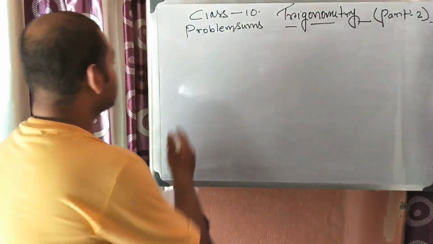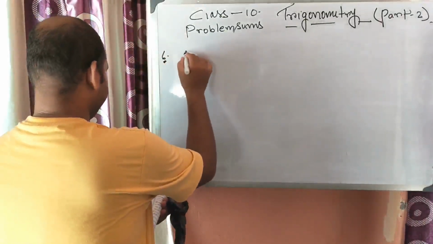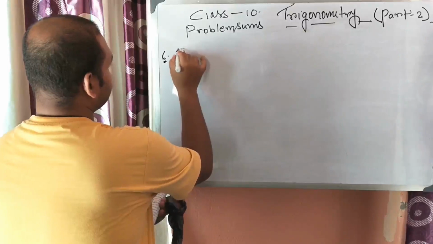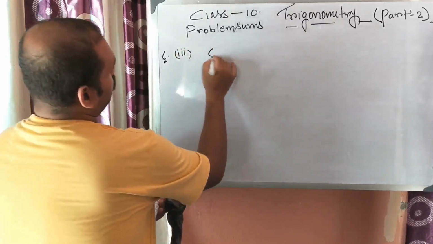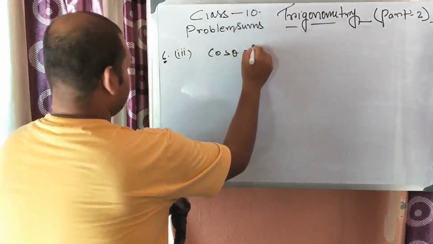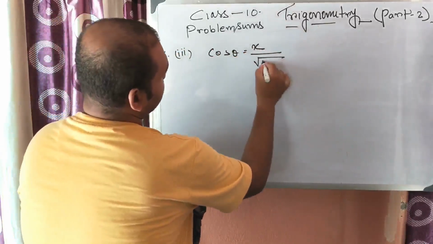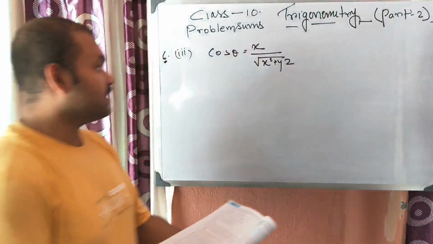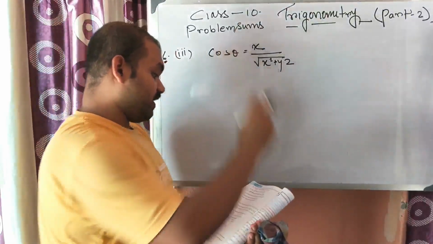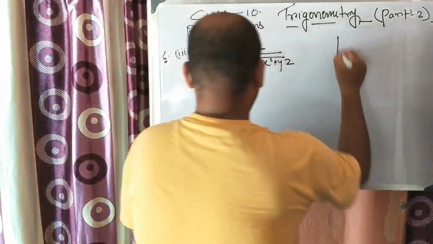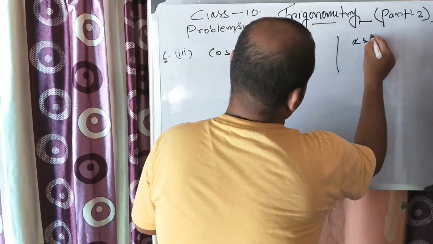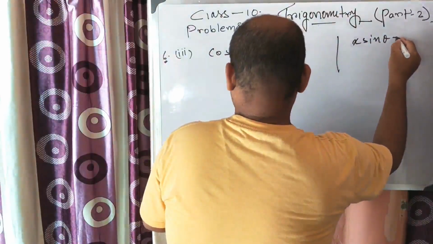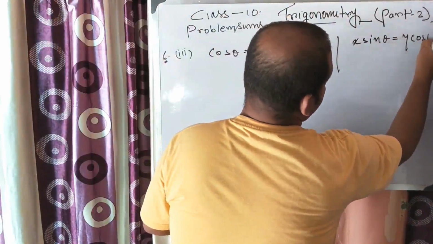Next, number 6. Cos theta is equal to x by root over x square plus y square. This is the only thing given, and you need to show that x sin theta is equal to y cos theta. So how will you show?